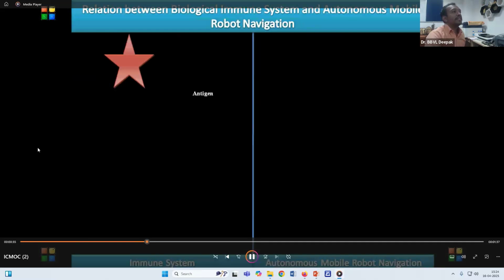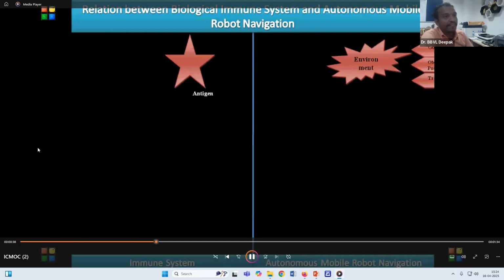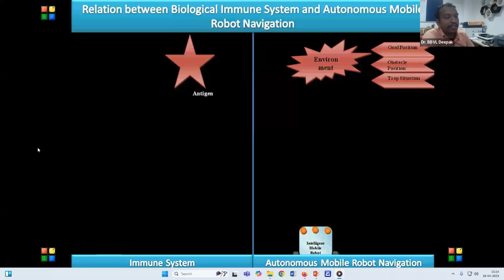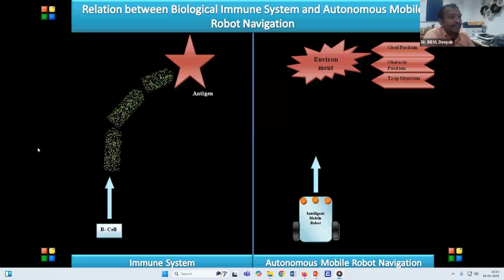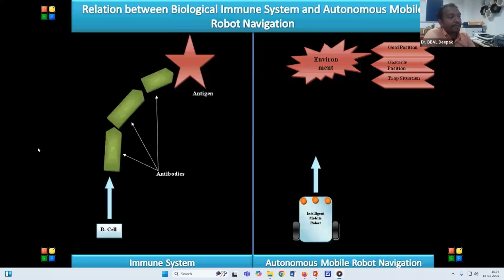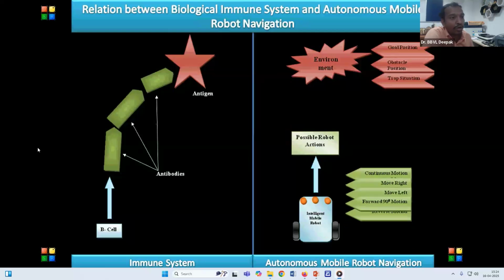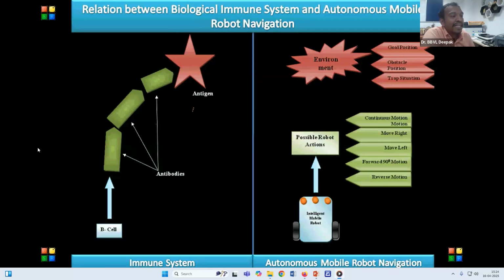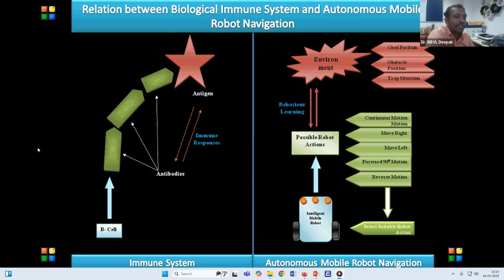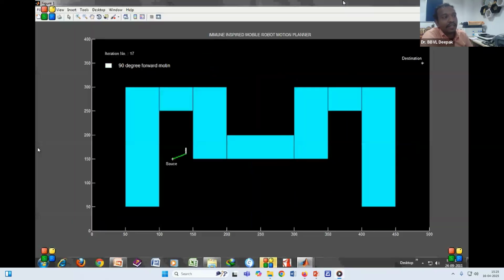So here, this is the antigen, a kind of bacteria or virus, which is equivalent to the environment in the robotic setting. The B cell is an intelligent robot. The number of antibodies produced by the B cell is the number of possible actions by the robotic system. Then certain immune responses are given according to the behavior learning we are doing, and among the solutions the best suitable action will be decided. So this is how the robot is moving towards the target.